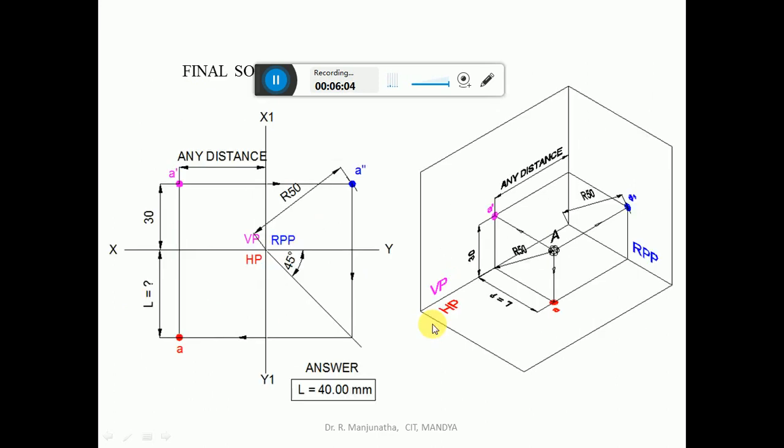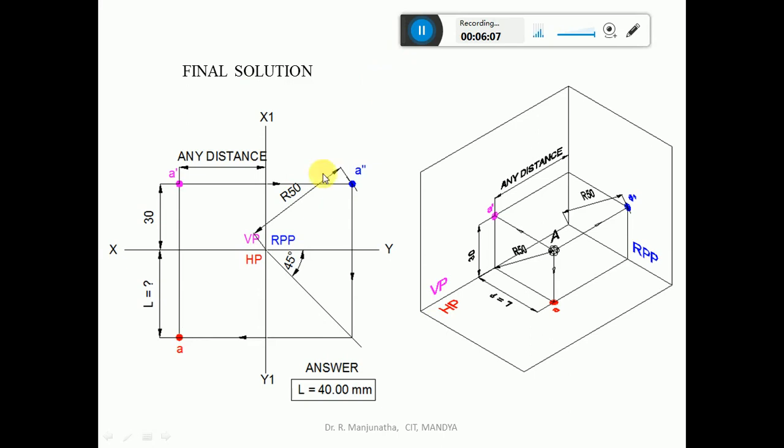Now we will do the same problem in the sketchbook. So here, first you draw the XY line and X1 Y1 line and mark VP, HP and the right profile plane. As it is in the first quadrant, VP will be above the XY line, HP will be below the XY line, and RPP will be adjacent to VP. Then the distance with respect to the profile plane is not given, so you can take whatever distance you want.